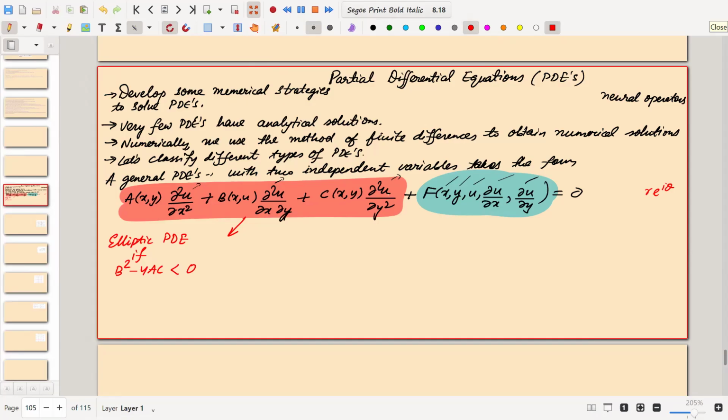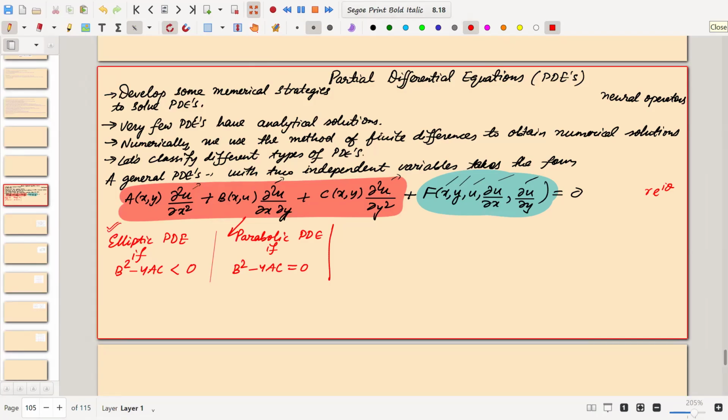Okay. Fine. So it is a parabolic PDE if you have b square minus 4ac equal to 0. It behaves something like a parabolic kind of thing. This I cannot give much intuition for, but I can give more intuition for elliptic.